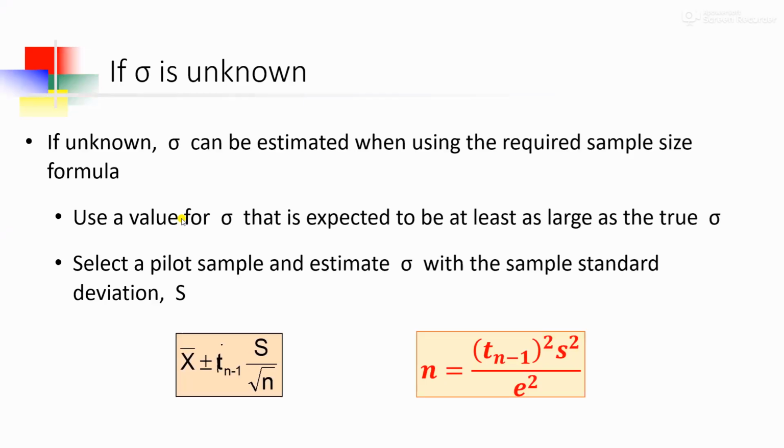Now this is our margin of error, E. So here also E is equal to t with n minus 1 degrees of freedom into S over square root of n. So to remove this square root sign, we are squaring both sides. So E squared is equal to t n minus 1 squared into S squared over n.